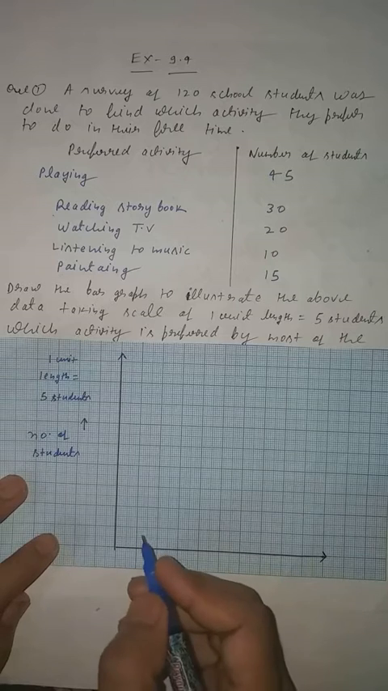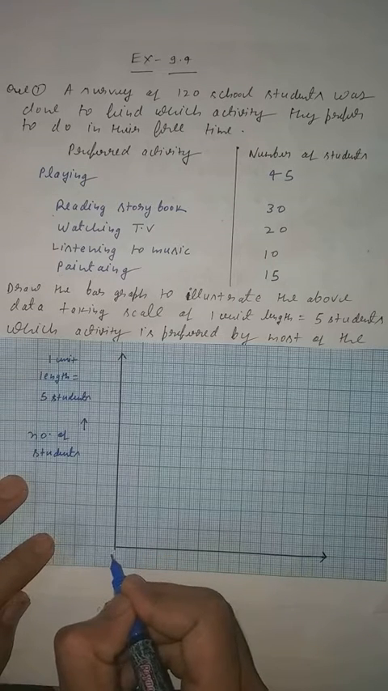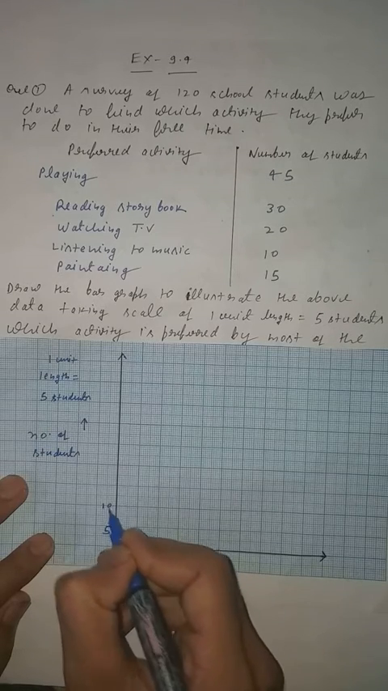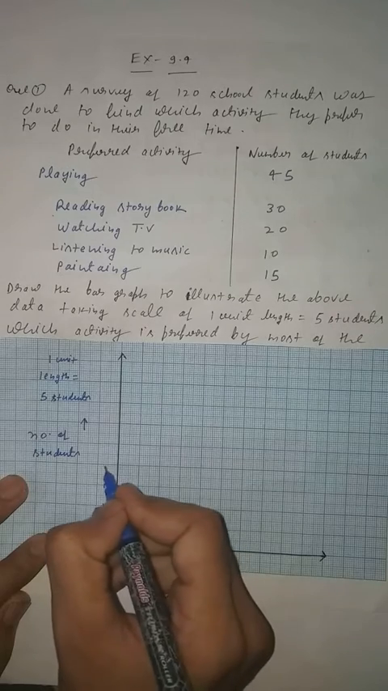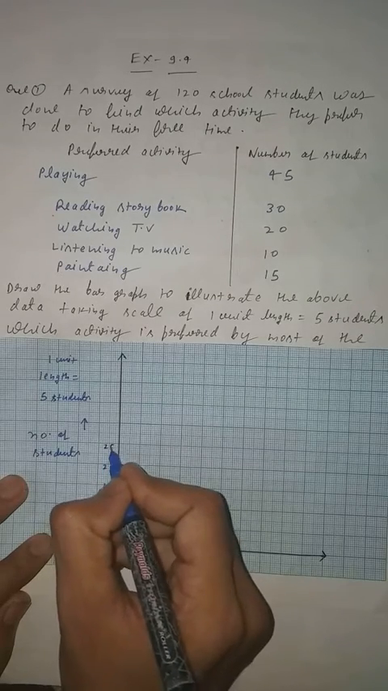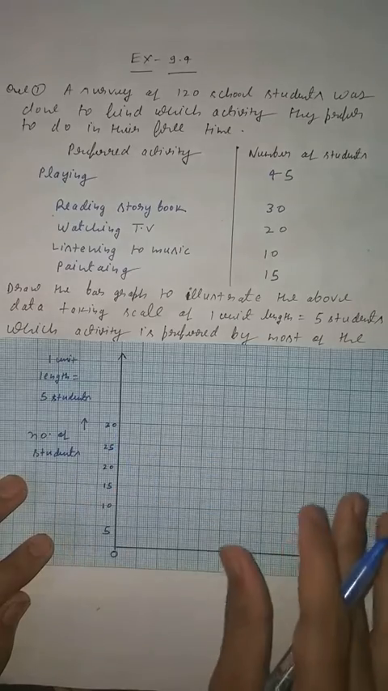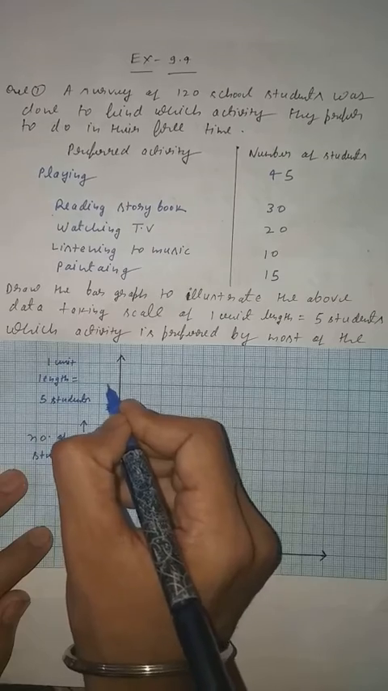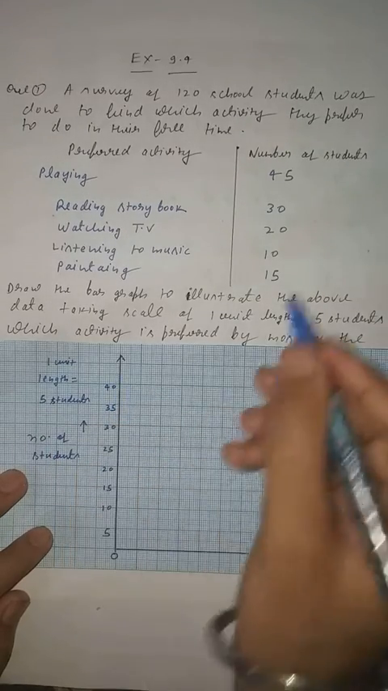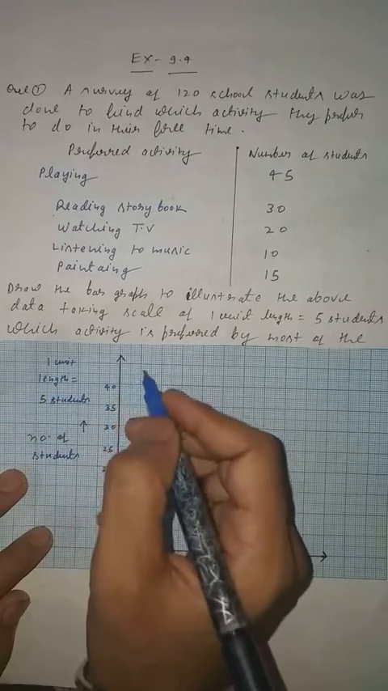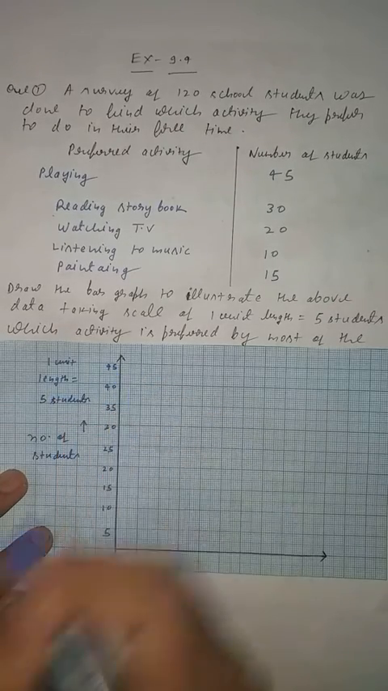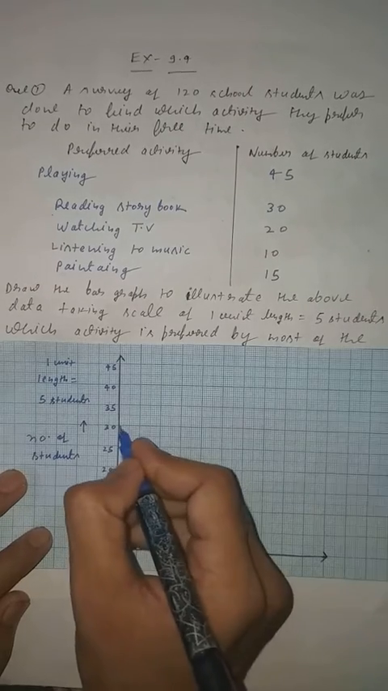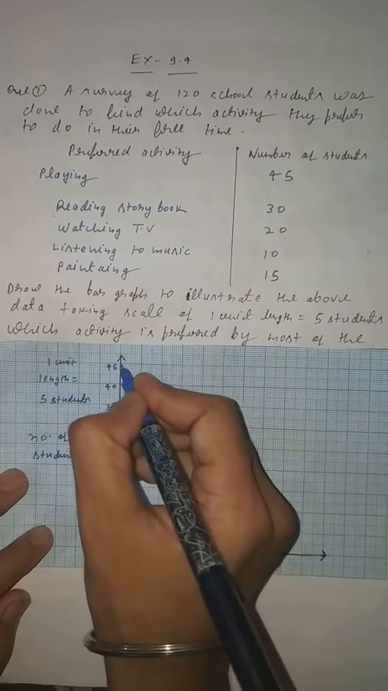First, where will you start from? I explained, you will start from 0. So 0, 5, 10, 15, 20, 25, 30, 35, 40, and the last is 45, which is given, student. We will write down 45. Clear? There is 5, 10, 15, 20, 25, 30, 35, 40, and the last is 45.